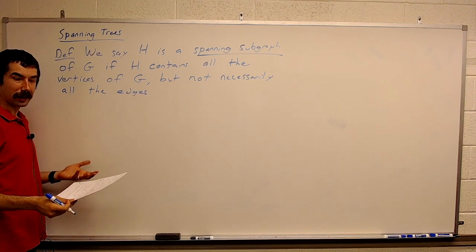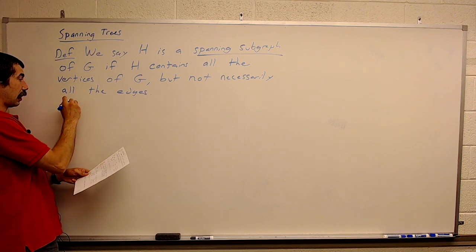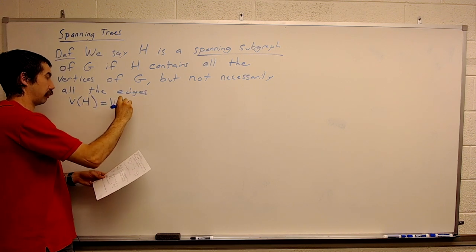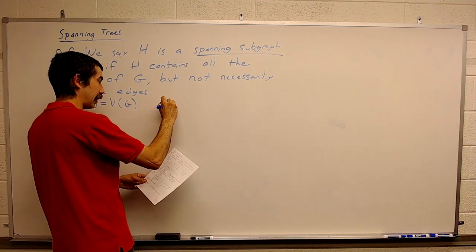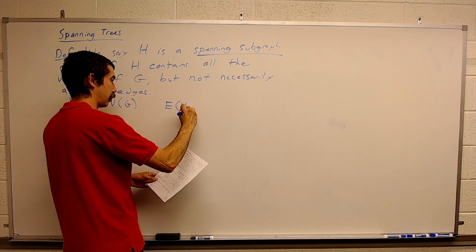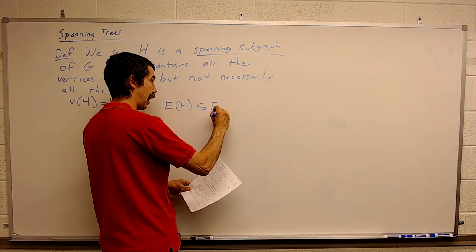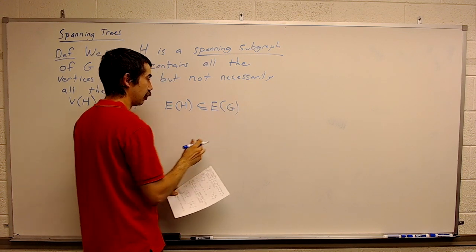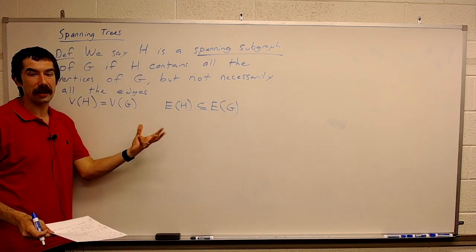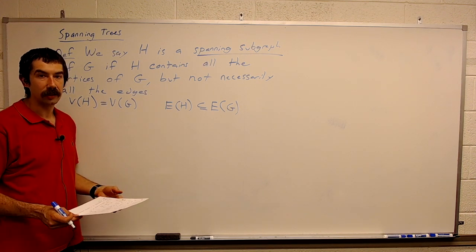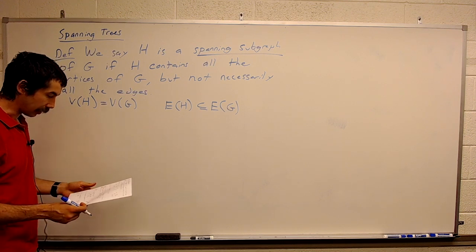Okay, so how do we write this mathematically? That's to say that the vertex set of H is equal to the vertex set of G, and the edge set of H lives inside of the edge set of G. Okay, so you can't make new edges. We're just going to take some of the edges of G. Okay, let me give you an example.